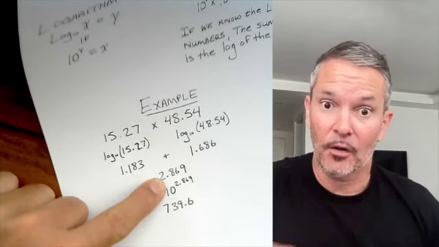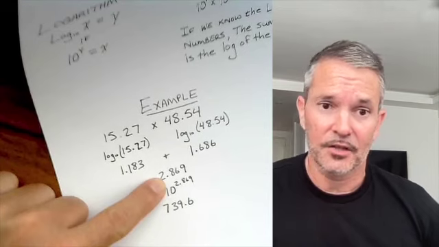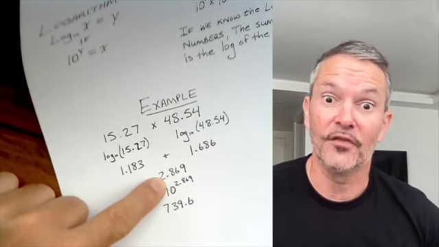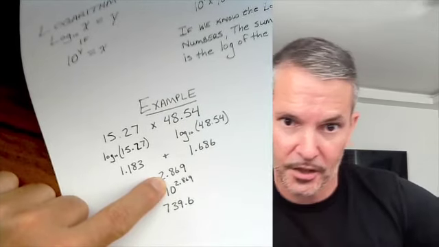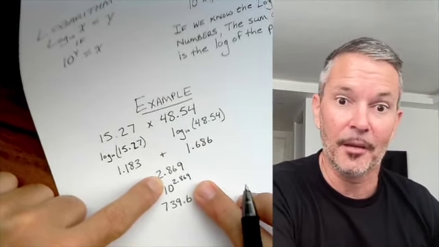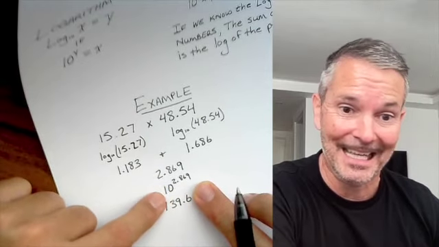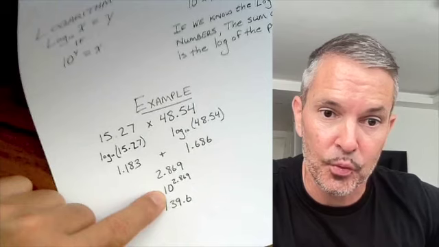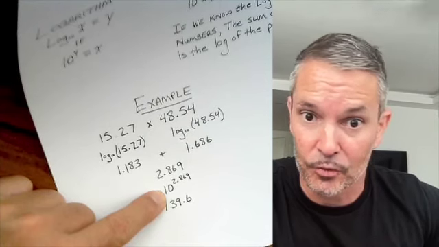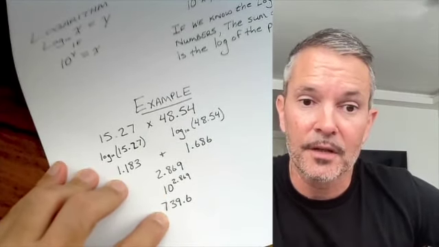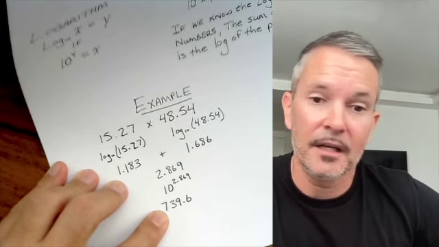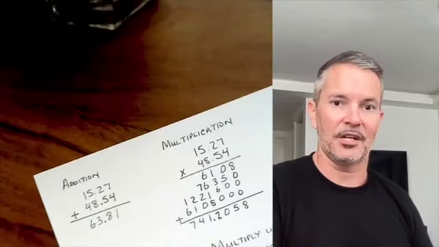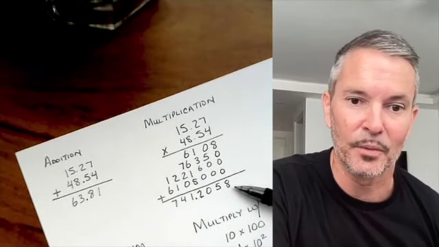And so I get 2.869. And now my question is, okay, 2.869 is the log of the answer. It's the log of the product. So in order to figure out what that number actually is, I just raise 10 to that power. And when I raise 10 to 2.869, which we can do with a calculator, we get the number 739.6.